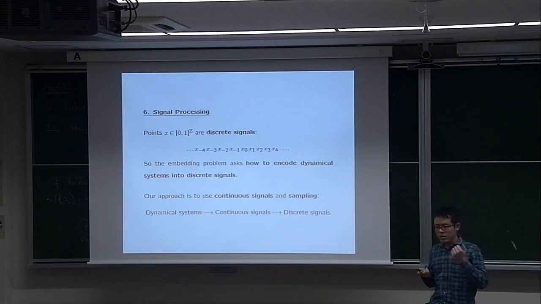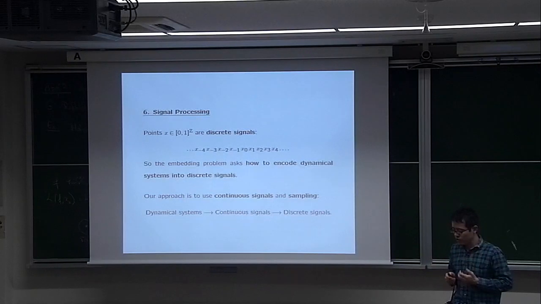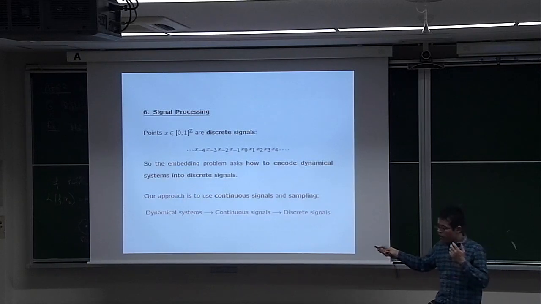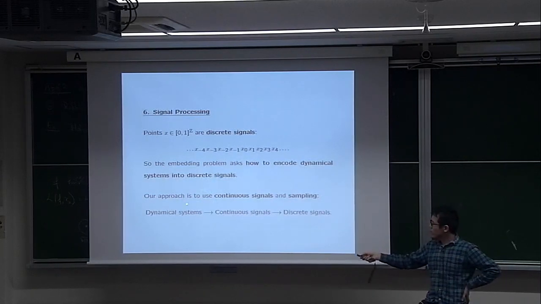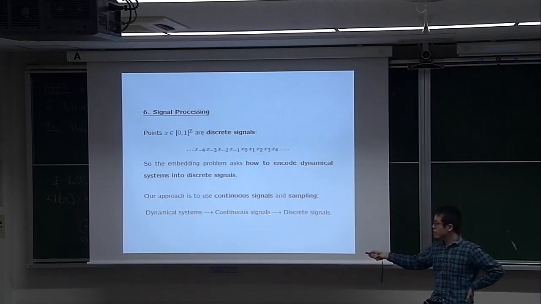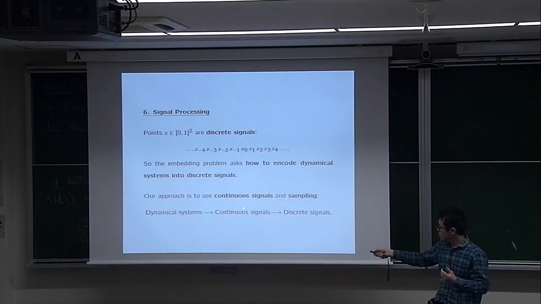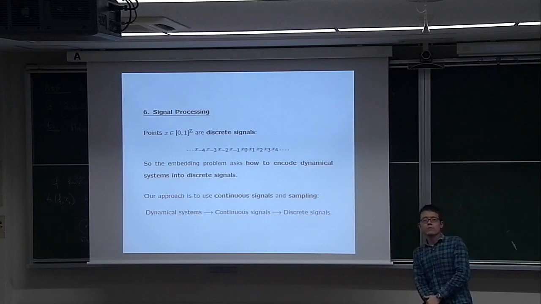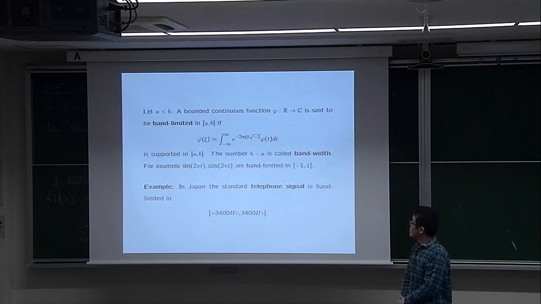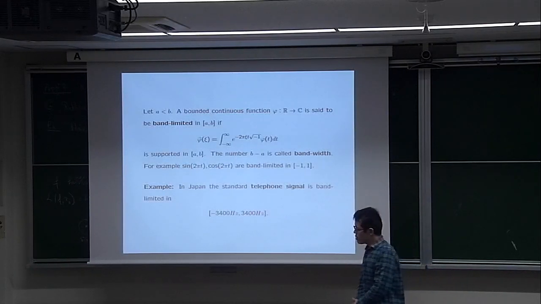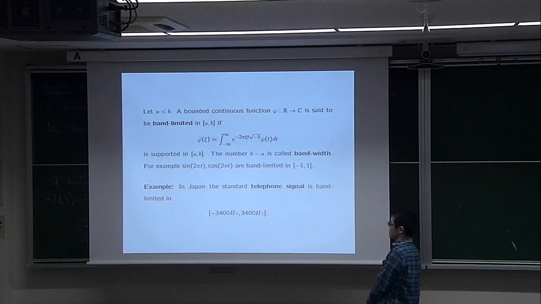And this reformulation is useful because we can use a different object, namely continuous signals. Our approach is the following. First, we encode dynamical systems into continuous signals. And then by using sampling, we convert these continuous signals into discrete ones. This is our approach. So this is a preparation for our signal processing setting.